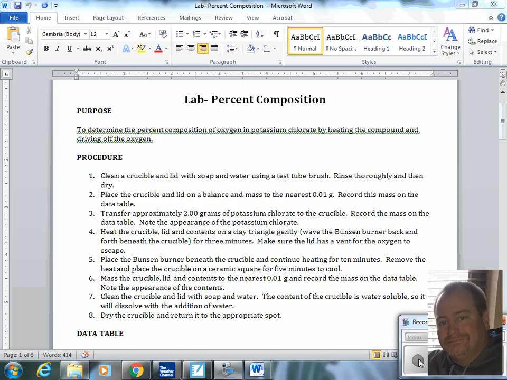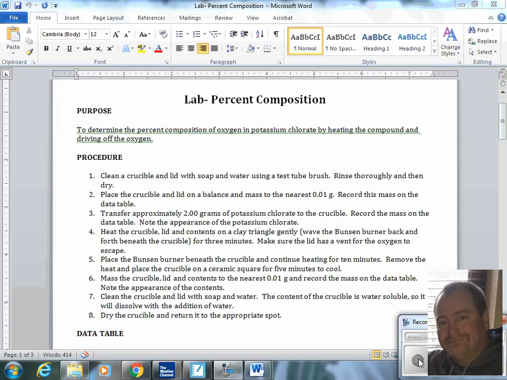What happens is, we all know in a decomposition reaction that potassium chlorate will decompose into potassium chloride and oxygen. Once again, remember that oxygen is a diatomic.